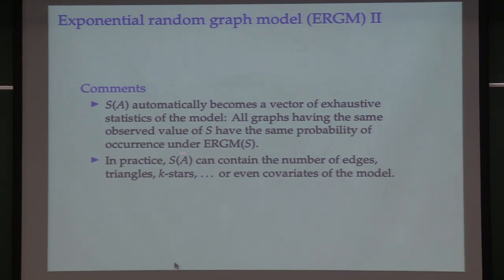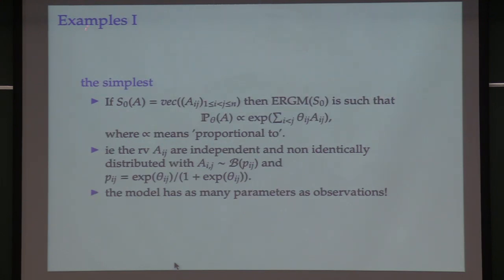So in practice, for S of A, you can think of the number of edges, because that's the first important characteristic of the graph. Then you could think of adding the number of triangles, the number of k-stars, and, that's important, you could also think of adding covariates to the model. For instance, if you have a graph where you have additional information on the nodes or on the edges, you can put all that in that exhaustive statistic S of A, and from the modeling point of view, it's quite interesting to have these covariates in the model.